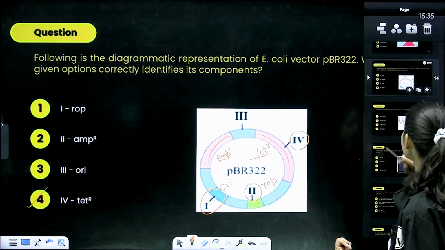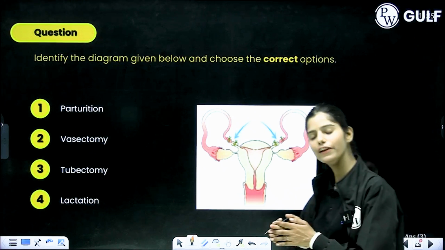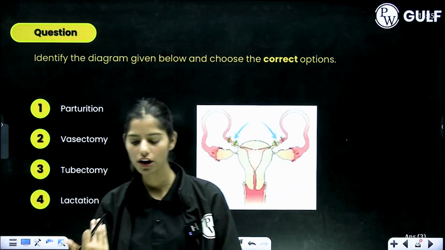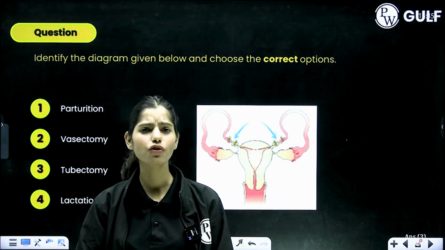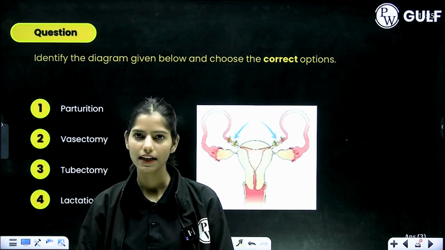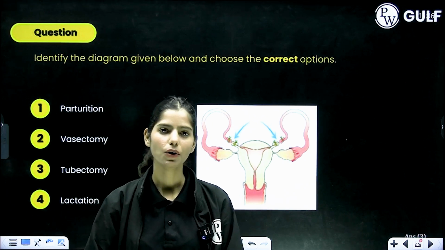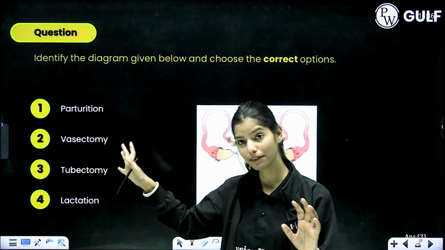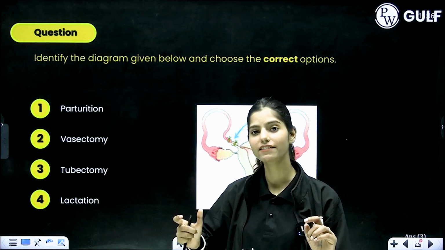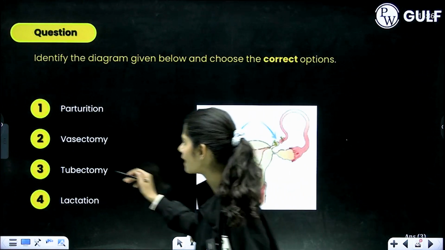Let's move ahead and see one more question from reproductive health. Here we have a sterilization method for controlling fertilization and pregnancy, conceiving a child. Okay, so this method where the oviducts are actually cut and tied, we all know the name is vasectomy.